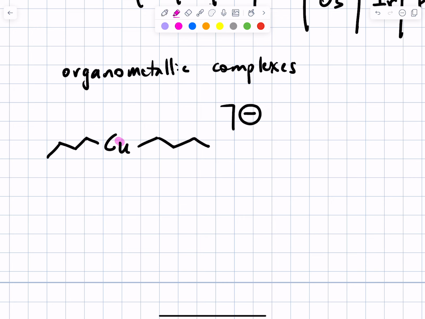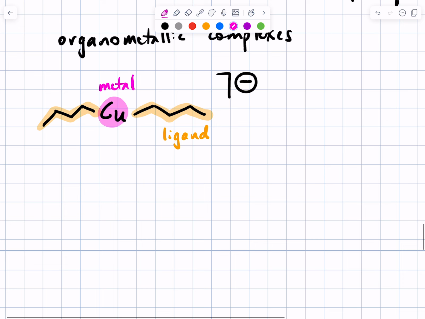This in pink is the metal, obviously. And then in orange are going to be the ligands. So a ligand is something that binds the metal. And we're going to see that there are two kinds of ligands that can be bound to metals.